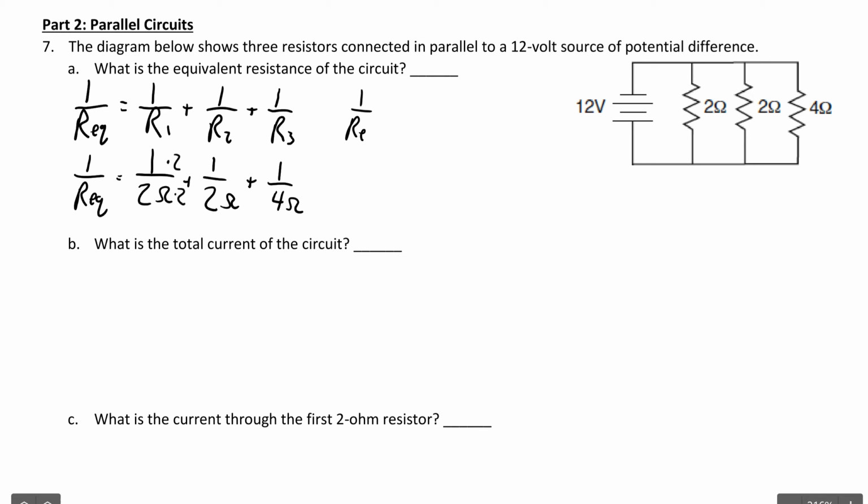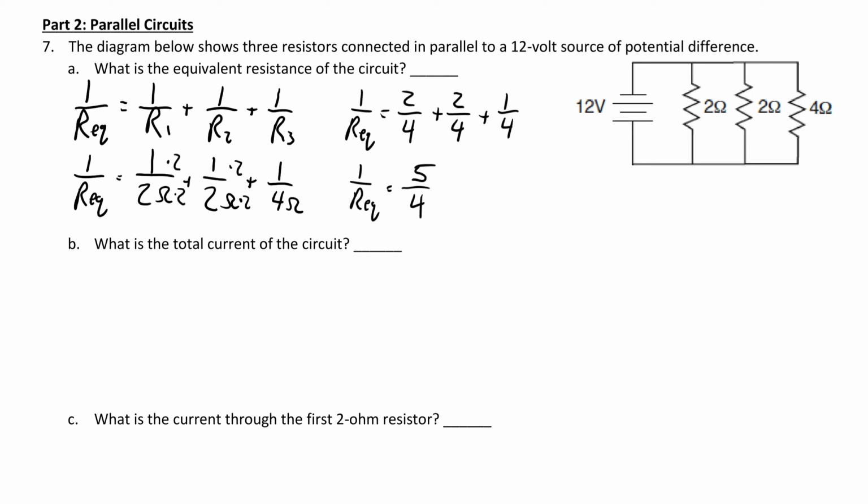And we have 1 over Req is equal to 2 over 4. Then you do the same thing here to get a common denominator, plus 1 over 4. So 1 over Req is equal to 2 plus 2 plus 1 over 4, which is going to be 5 over 4. Okay, but we're not done yet. The reason I like doing it this way with the fractions is because when you do the inverse, you have a nice fraction here and you just flip that fraction. So again, we're doing the inverse. Req is equal to 4 over 5.